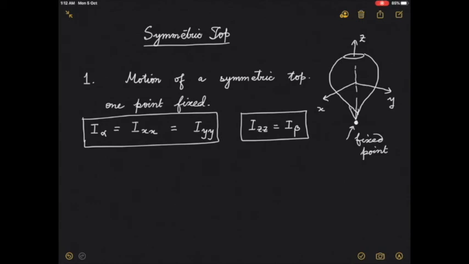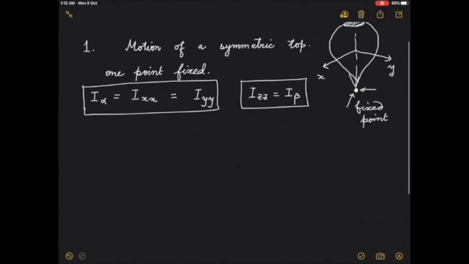And the other one we call I beta. Okay, so that is a symmetric top, and we ask the question: what happens if I consider the motion of this top with one point, which is the point here, that is fixed? So that is one question that we will ask. That we'll do in detail, so we'll come back to it later.